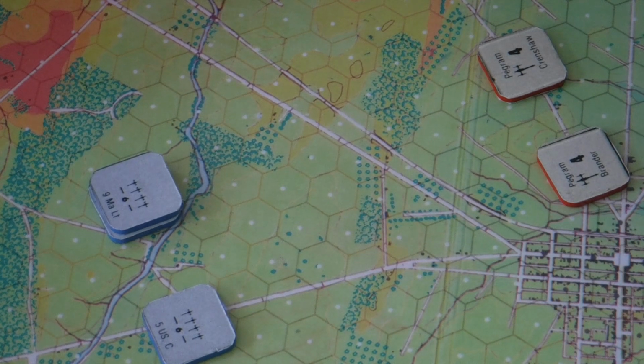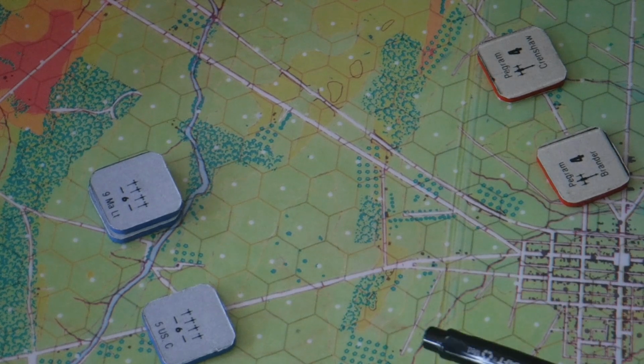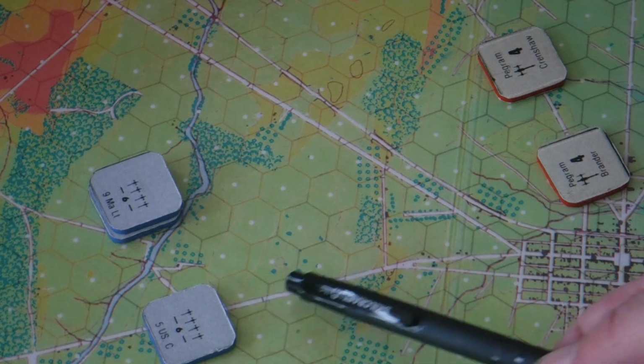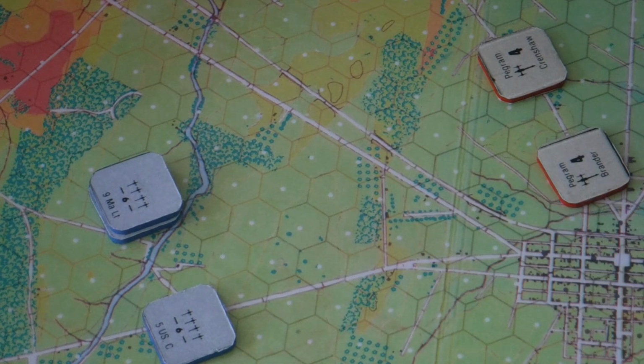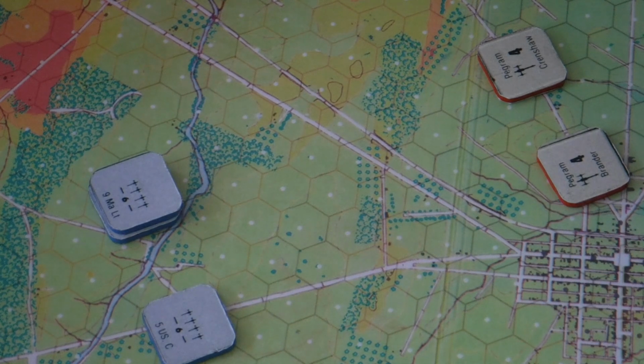Then I count the range. Well, on this map it's impossible to count the range, so let's create a range. Let's say the range is 5. So the range is 5. Okay. 6 Napoleons firing at a range of 5.